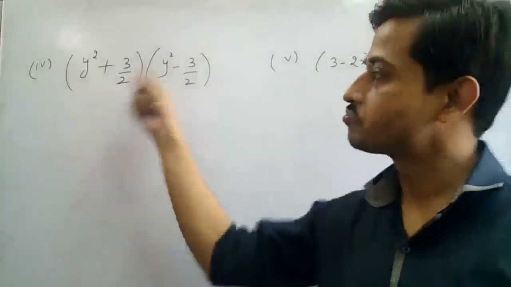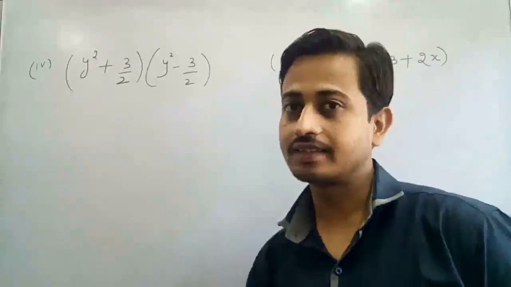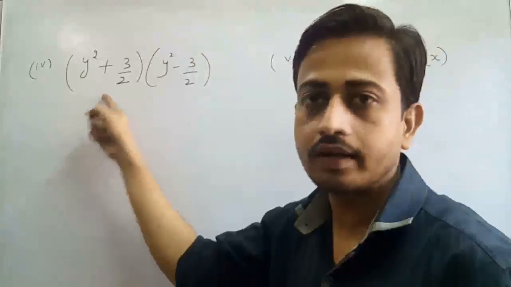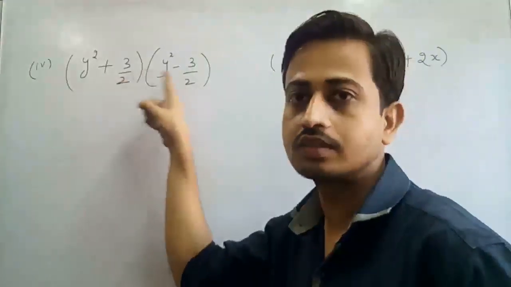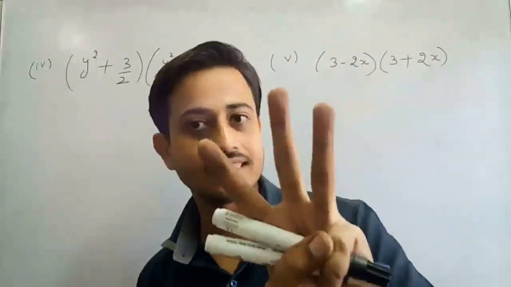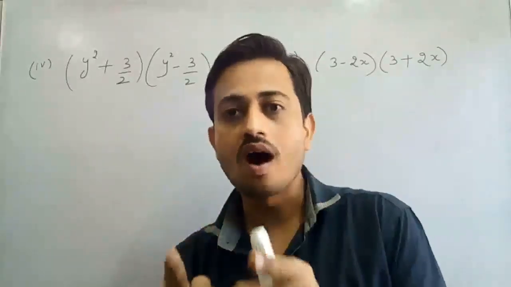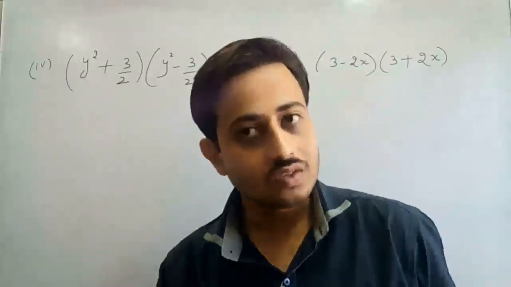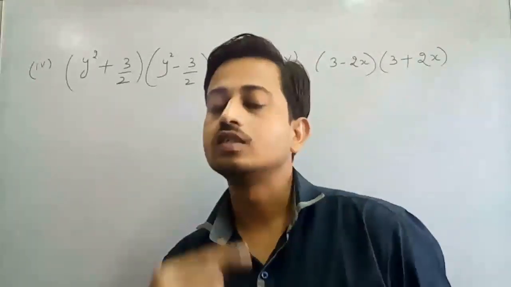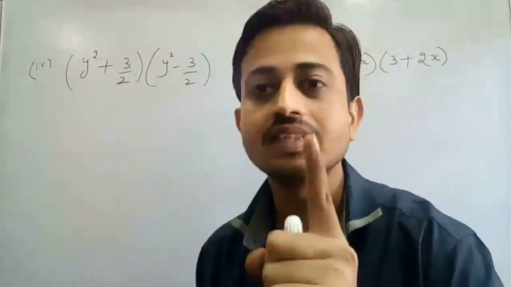Now look at the fourth part of question number 1. Please read the part. What is y square? y square plus 3 by 2, the sign is positive, and y square minus 3 by 2, this sign is negative. It means it matches with identity 3. The third one is what identity? (a + b)(a - b) is equal to a square minus b square. Or you can say that (x + y)(x - y) is equal to x square minus y square. So I am using identity 3.